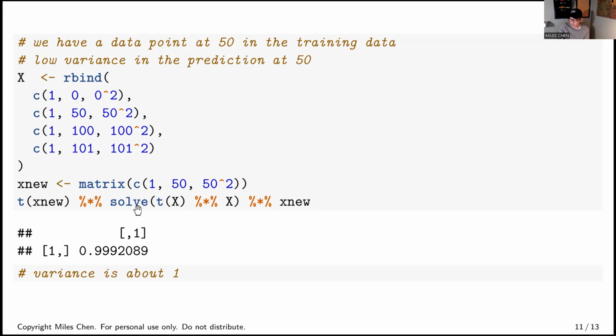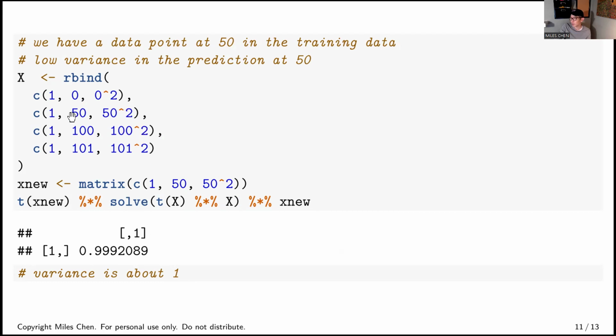And I want to say, okay, let's get a new observation where X is around 50. So here I'm going to have a new value, 1, 50, and 50 squared. And then I plug that in and I get X new, X transpose X inverse times X new. And the variance of my predictions is right around 1.